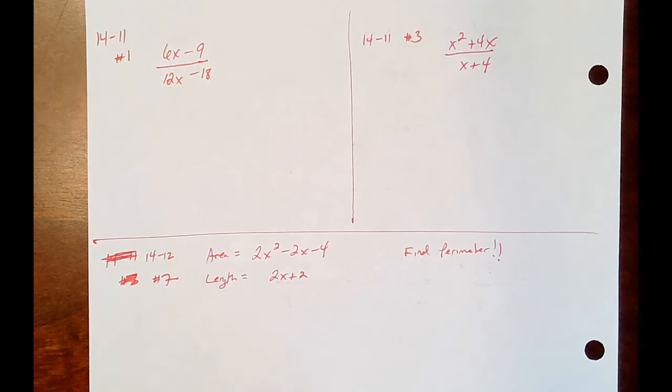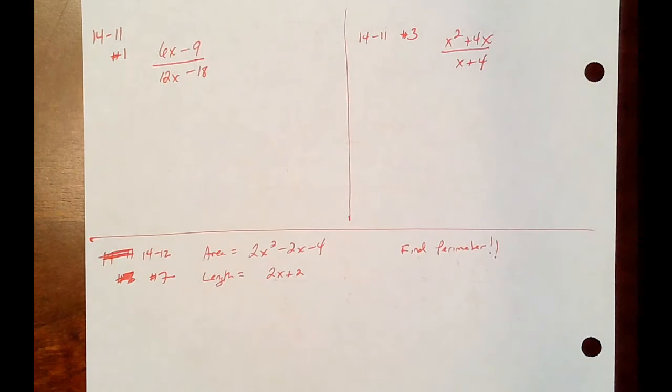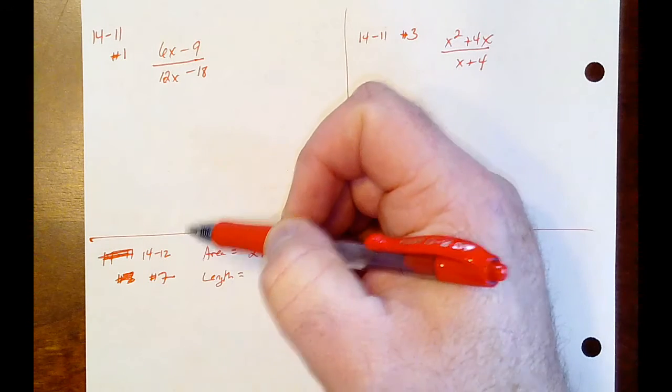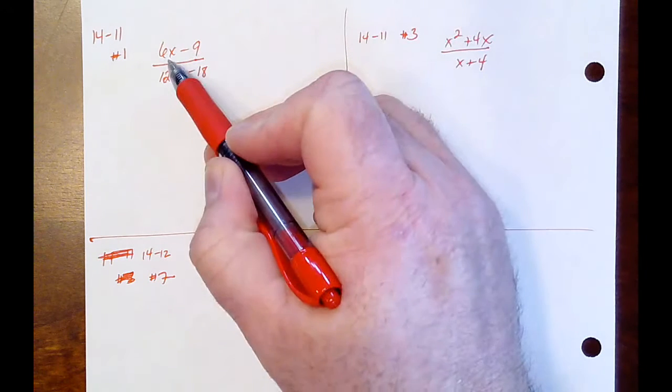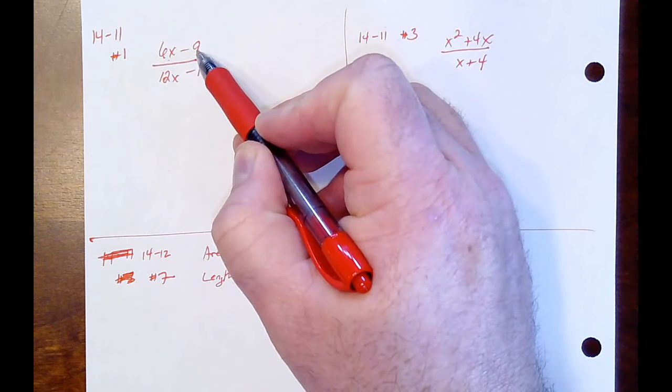Here are the questions you wished to see from yesterday. Page 1411, number 1. Again, when you do these questions like this, the first thing you should always look for is GCF.